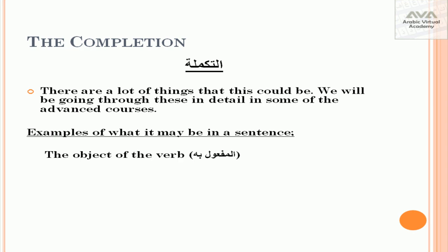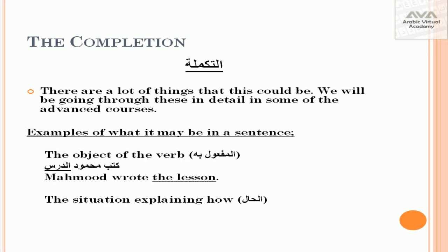It could be the maf'ulun bihi. Just like when we wrote before this sentence here, Kataba Mahmoud ad-dars. It's enough to say Kataba Mahmoud. But to add on to the end of it, to let you know what it was that he wrote, you add the maf'ulun bihi, or the object, and it says ad-dars. So we say Kataba Mahmoud. Okay, what did he write? He wrote ad-dars. And this is the object of the verb and it's considered to be part of the takmila.